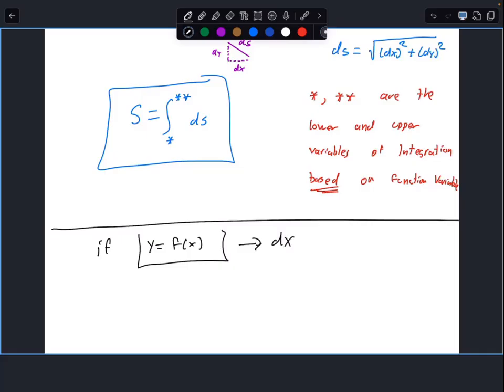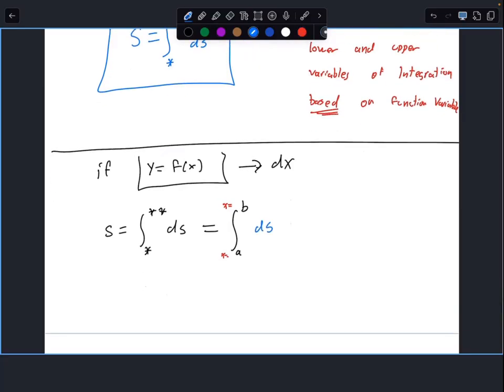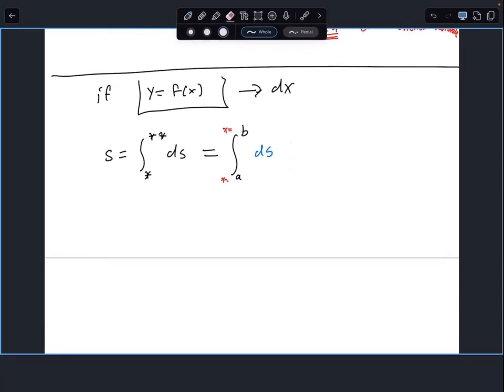And so we know that our arc length s is equal to the integral from star to star star of ds. But since we want it as a function of x, this becomes the integral from a to b, because it's technically from x equals a to x equals b, of ds. But what is ds? I need to turn ds into dx. And this is where the symbolic device comes from.